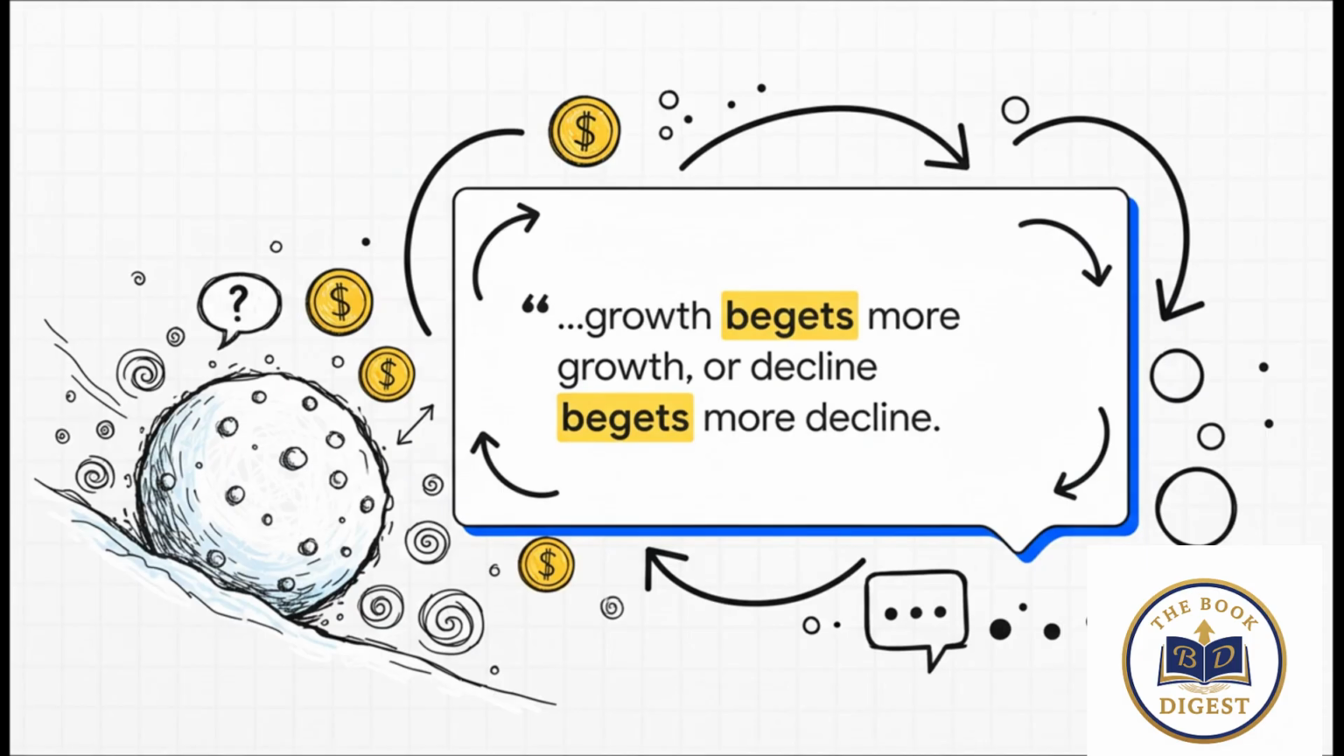Reinforcing loops, man, these are the engines of exponential change. They can lead to explosive growth or a total collapse. It's that classic snowball effect. You know, money earning interest in a bank account, or a rumor just spreading like wildfire online.